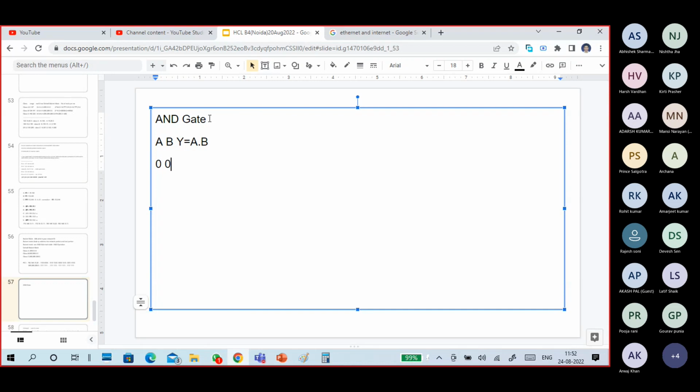If A is 0 and B is 0, Y is 0. Sorry, mistake. A is 0, B is 1, Y is 0. A is 1, B is 0, Y is 0. And 1 and 1 gives 1. This is correct. Finally, it is correct. So always check the comparison. This is the AND gate operation.